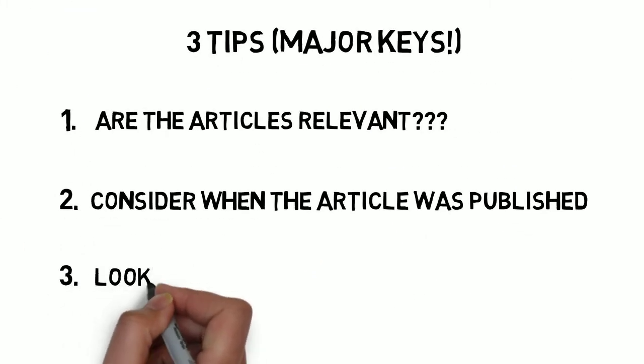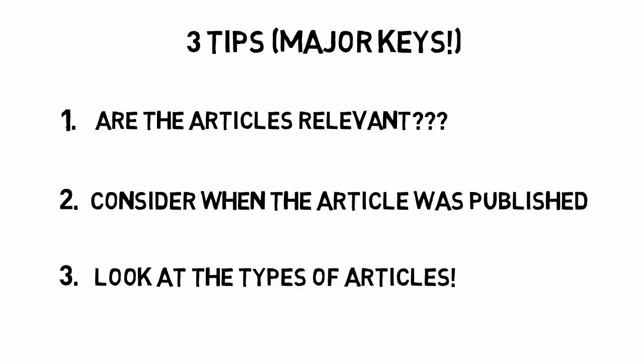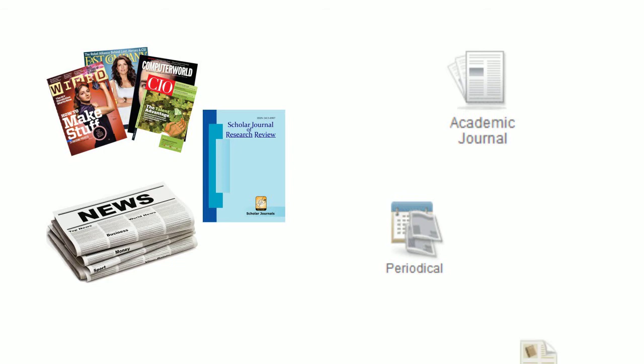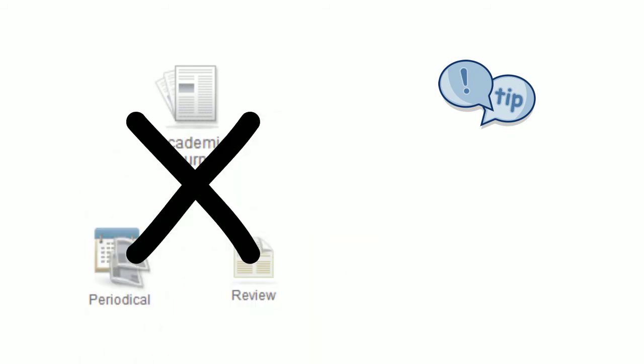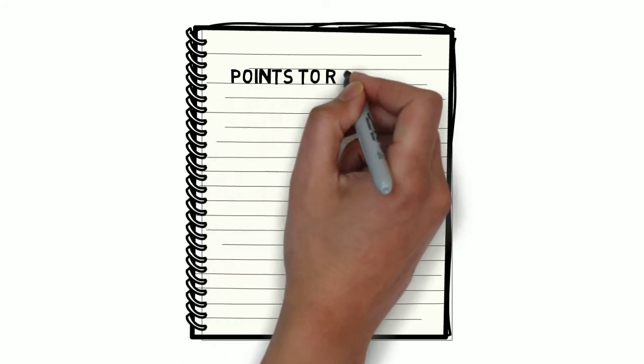The third tip is to look at the types of articles that your search retrieved. If the database you are using includes several different types of sources like magazines and newspapers and scholarly journal articles, the database will usually display icons to help you quickly identify what type of article it is. If you need scholarly articles that have been peer-reviewed, don't just rely on the icons and database limits. Sometimes sources like book reviews and letters that have not gone through the peer review process can slip through the database filter.